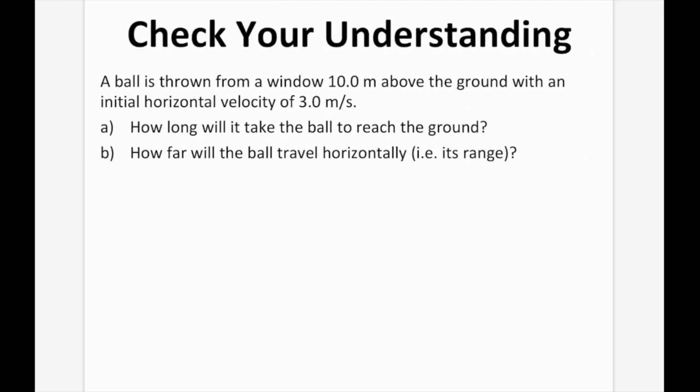Check your understanding. A ball is thrown from a window 10 meters above the ground with an initial horizontal velocity of 3 meters per second. So let's sketch that out. We have our ball right here.